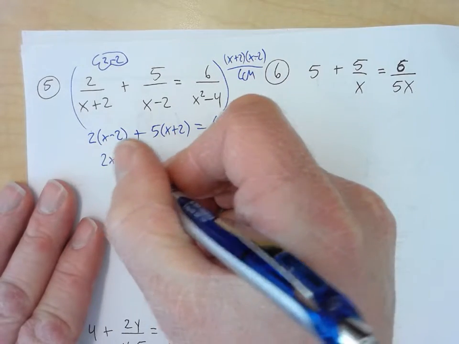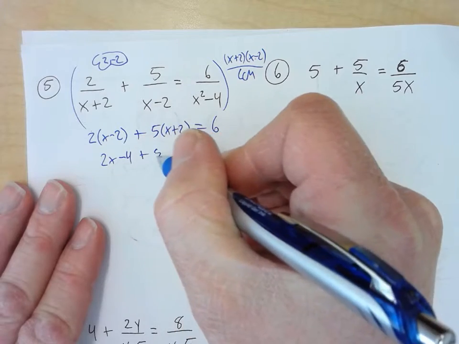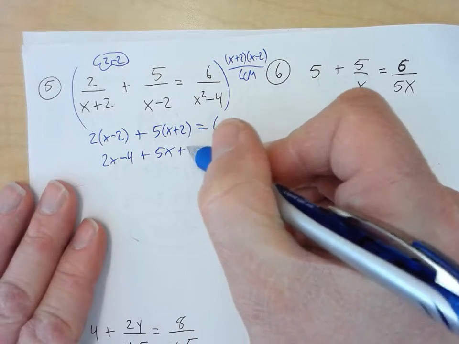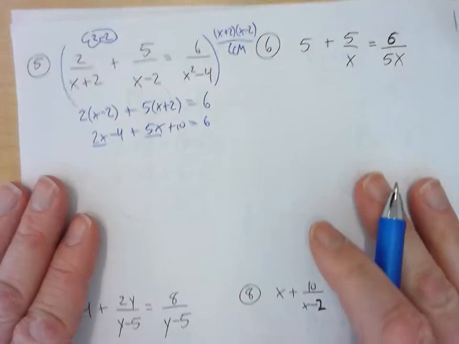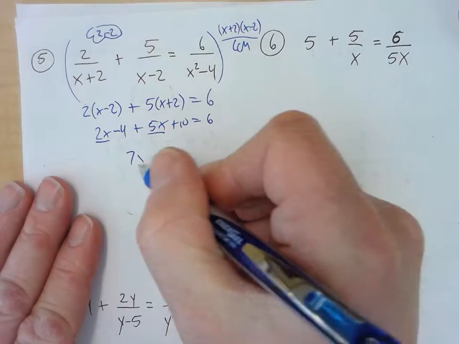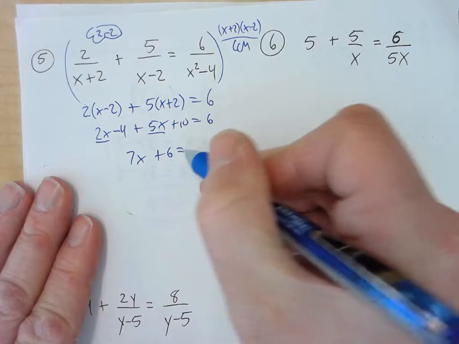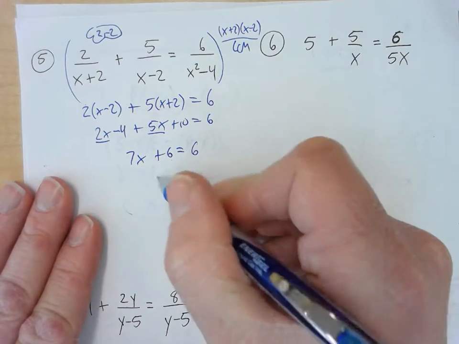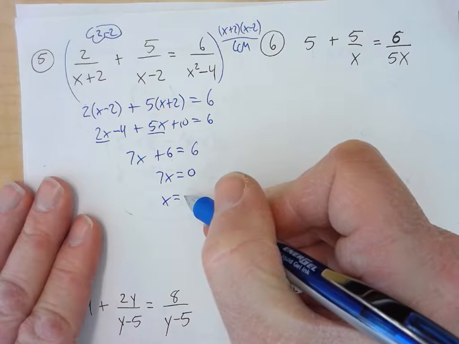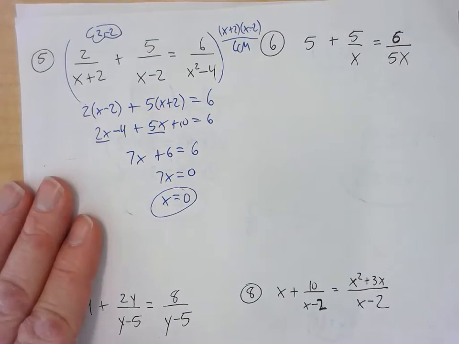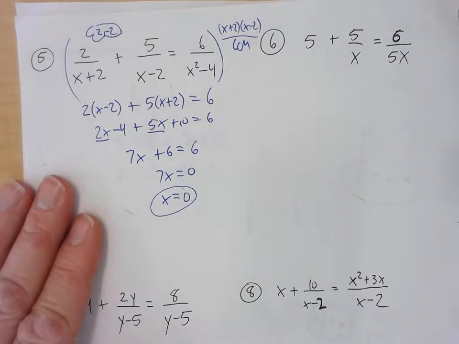Distribute: 2x minus 4 plus 5x plus 10 is equal to 6. Same side, simplify, put these together. We get 7x plus 6 is equal to 6. Subtract the 6 over, 7x is equal to 0. X is equal to 0. So 0 is the answer, and 0 is an okay solution.